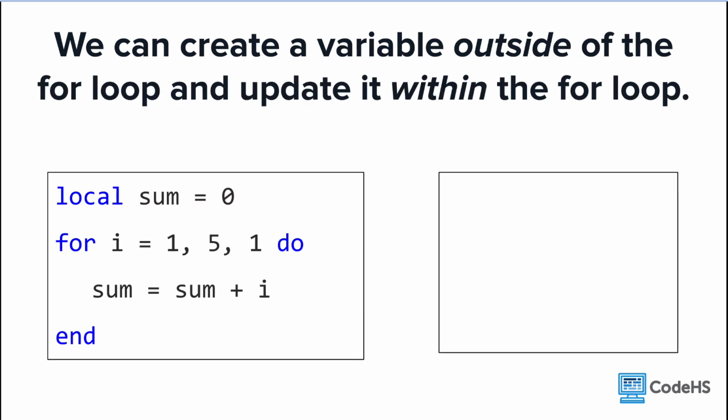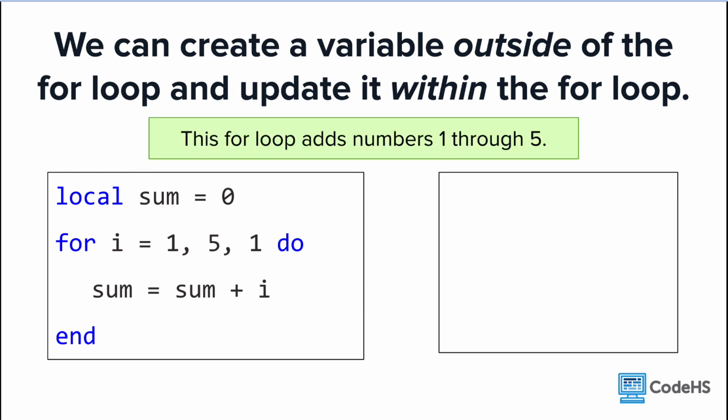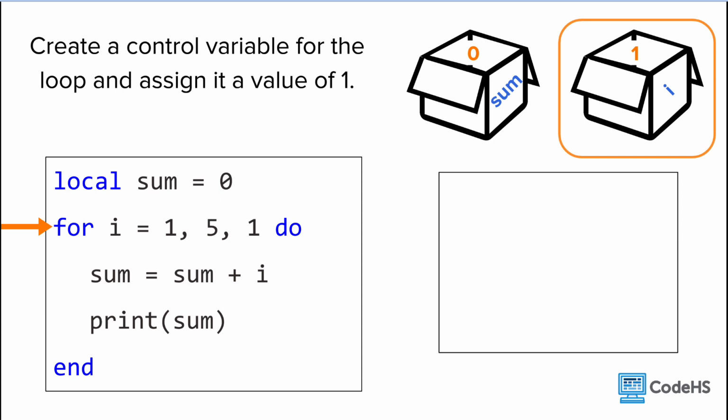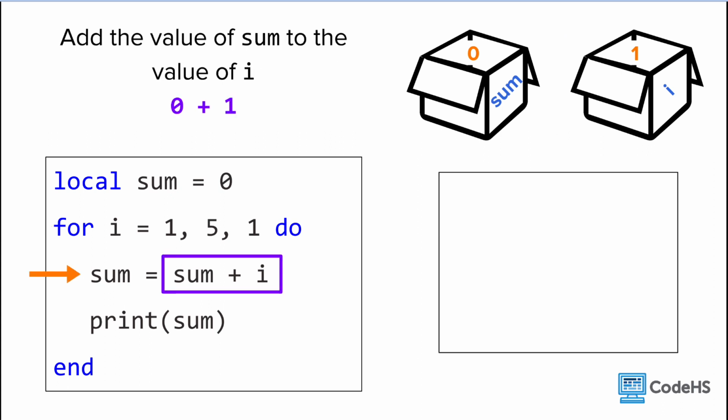Last but not least, we can create a variable outside of the for loop and update it within the for loop. This for loop adds numbers 1 through 5. Let's walk through this for loop to see how this works. We start by creating a variable named sum and assign it the initial value of 0. We then move into the for loop where we initialize a control variable named I and assign it the starting value of 1. Then we loop.